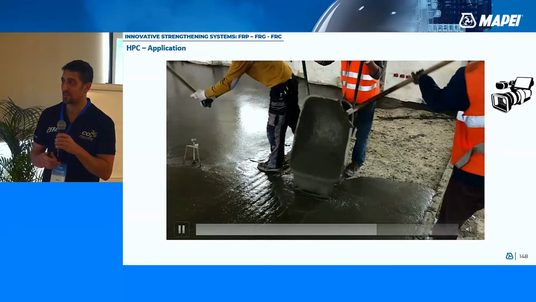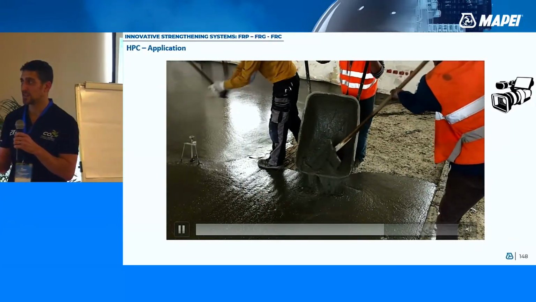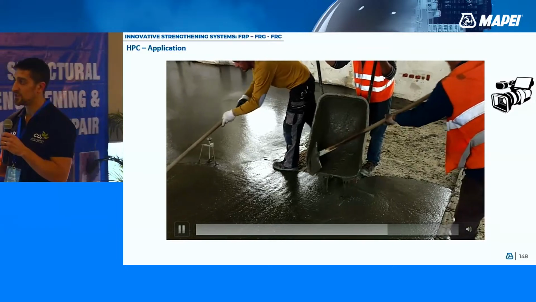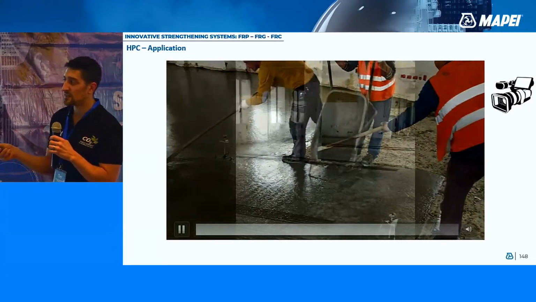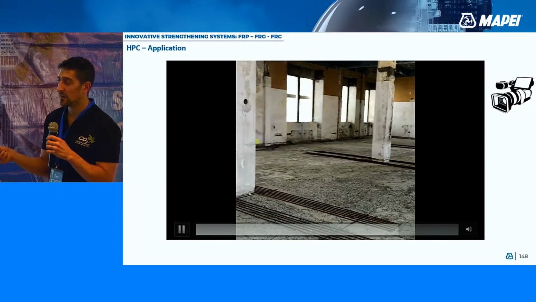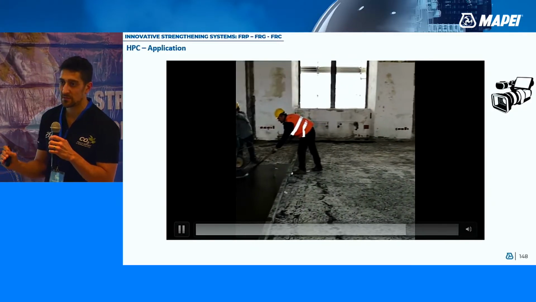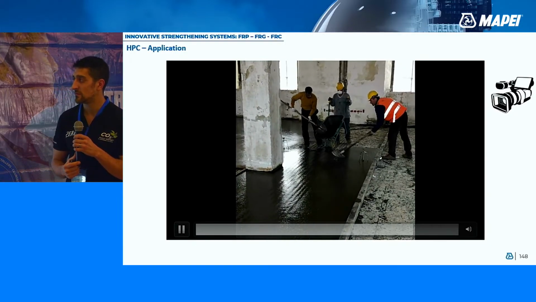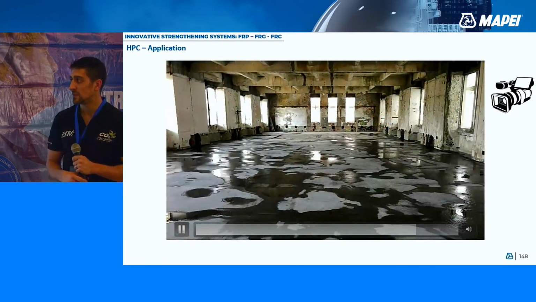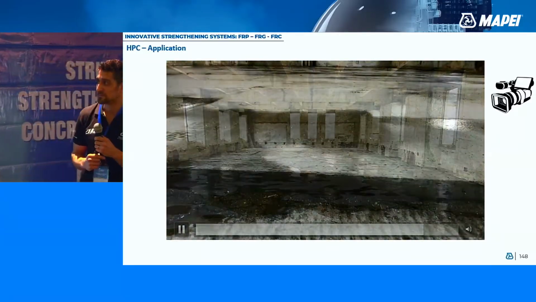You can see here the material, and you can see that there are no shear connectors. There is nothing. So transfer of stress is directly made by the addition of the product. This is the day 2.